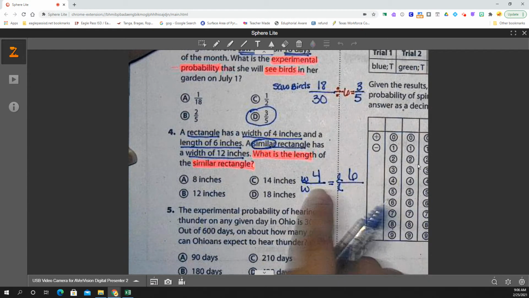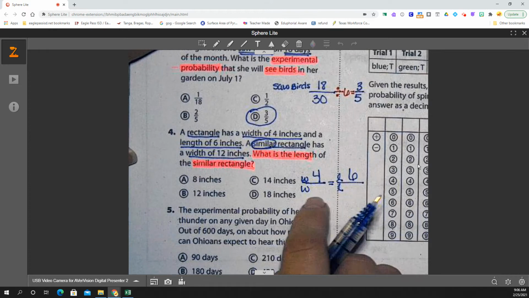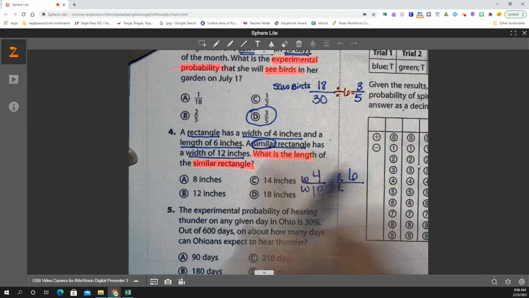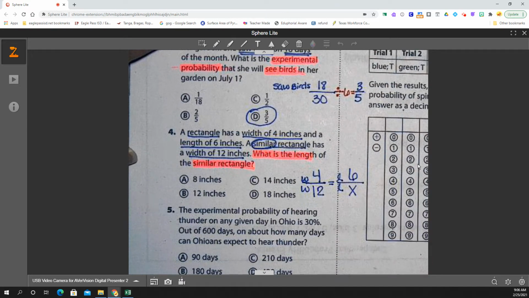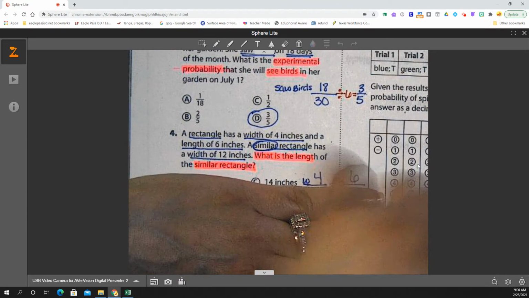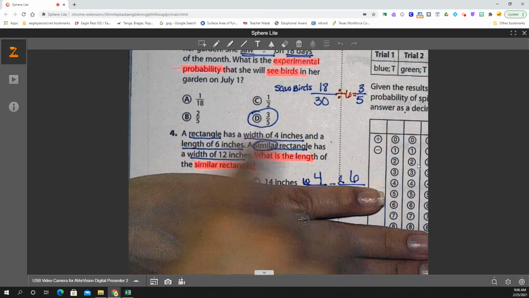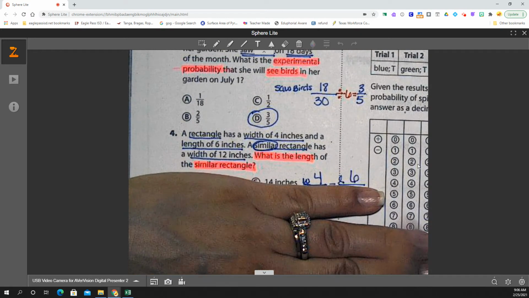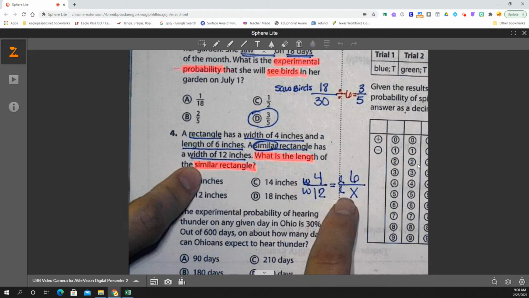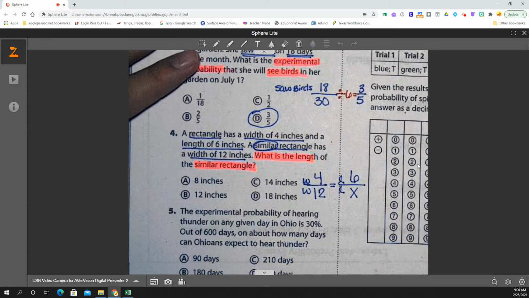Now we're going to do the second rectangle. The second rectangle has a width of 12. And do I know the length? No. So again, the top part, width 4, length 6, that's for the first rectangle. The bottom part, which is still width and length, has a width of 12, but there's no length. And that's what I'm trying to figure out.